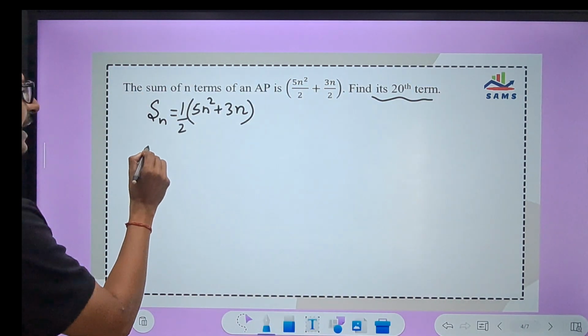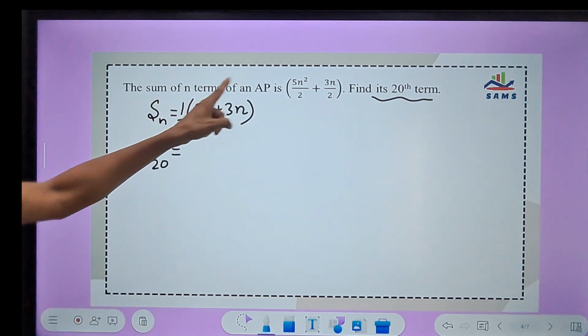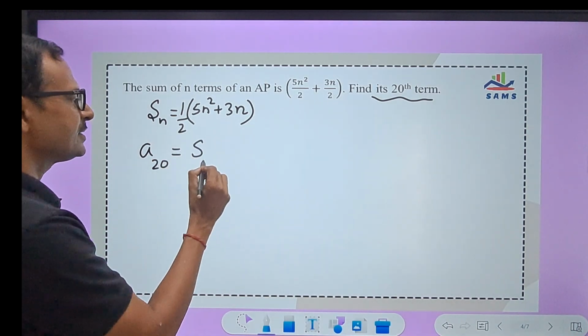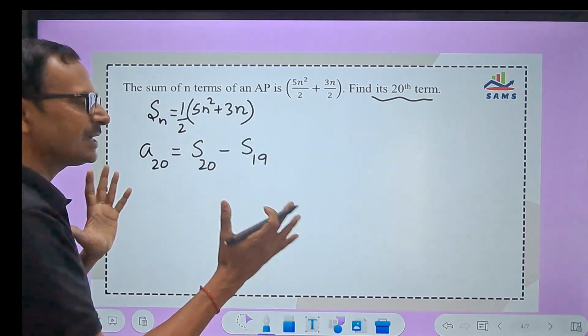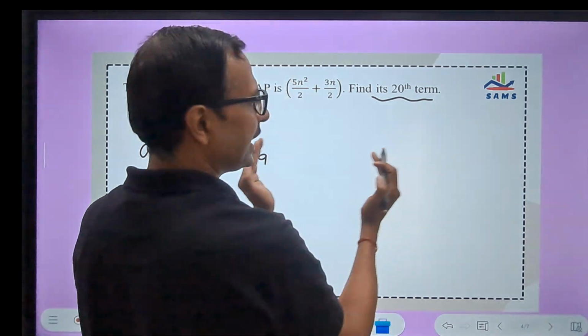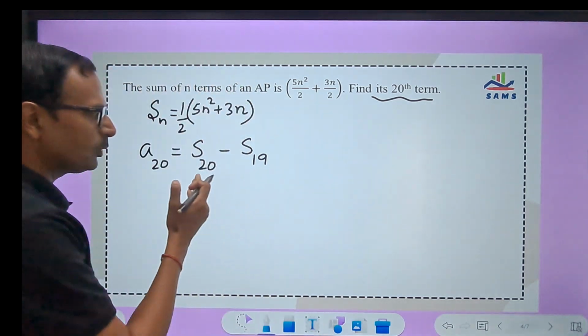So to find any term of an AP whose Sn is given to us, use this. Sum of these many terms minus the sum of one less number of terms. Just think, if there are 20 terms, you add them and you subtract the first 19 terms from them, you are going to get the 20th term, right? And that's what I am doing here.